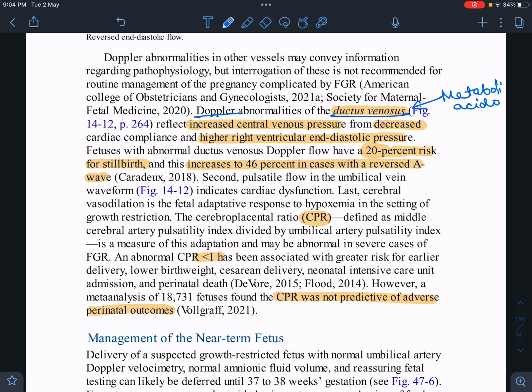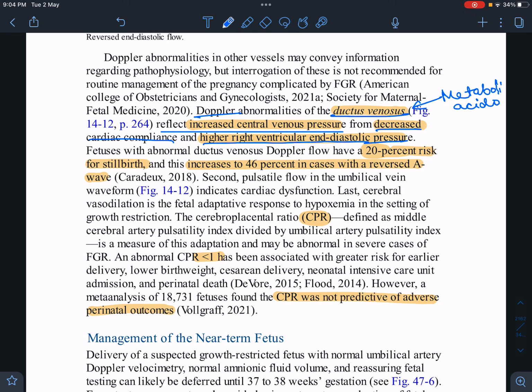acidosis. Okay, now he said that ductus venosus reflects increased central venous pressure from decreased cardiac compliance and higher right ventricular end diastolic pressure. Like in the IVC, if the pressure inside the IVC is raised, when we see a raised JVP or when we are taking central venous pressure, that means the right heart pressure is increasing.